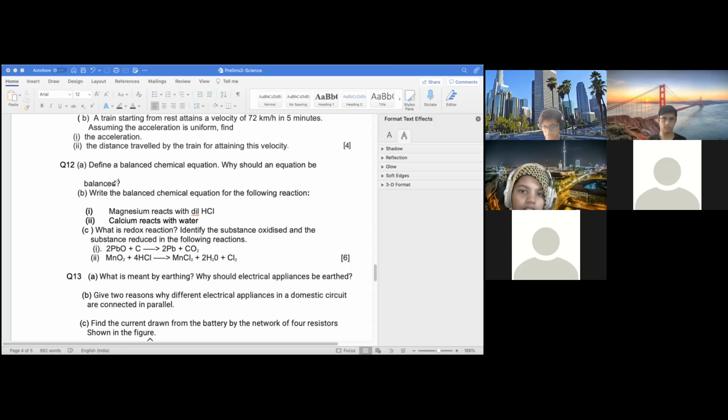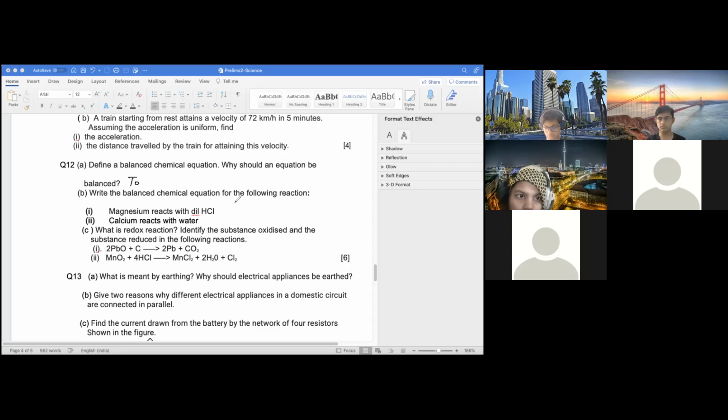Why should an equation be balanced? You have to mention, that is also there in your book, to obey conservation of energy and mass. That mass can neither be created nor be destroyed. So that is why the chemical equation should be balanced.